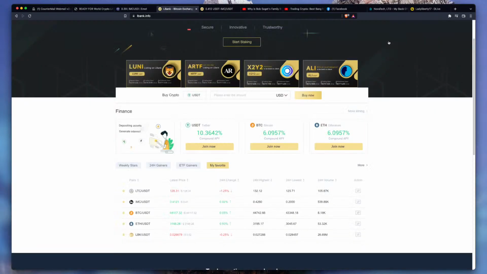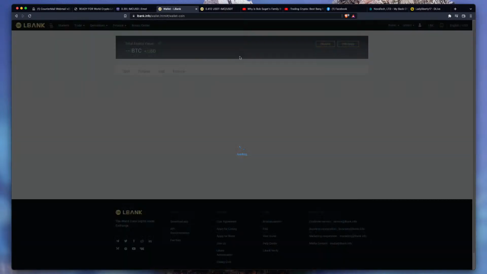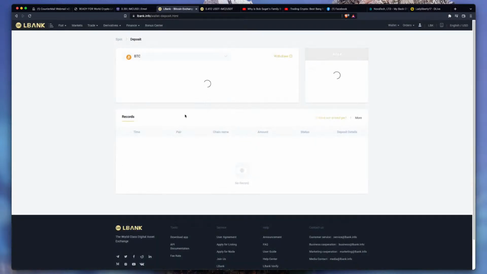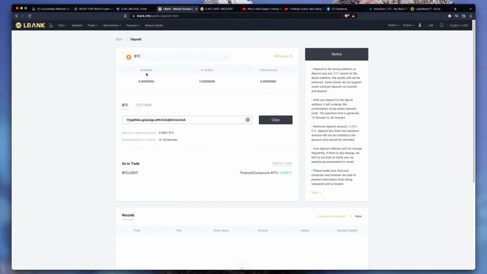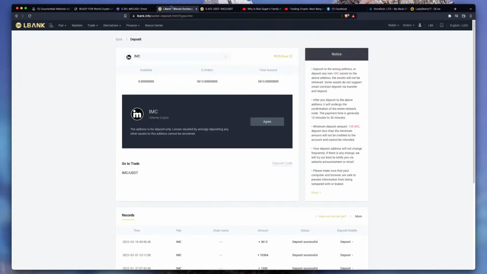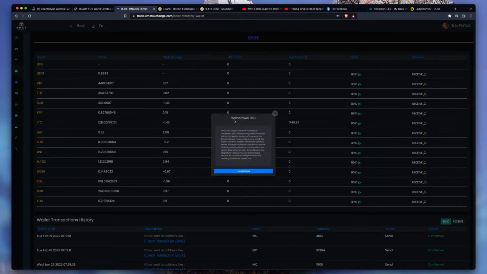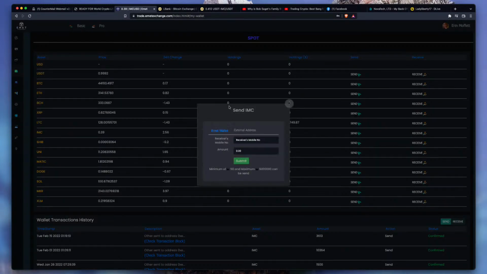So I have to go to LBank. I go to my wallet. I click deposit. And that's how I get the code I need for this, because I want to receive some IMC. So I open this and I type in IMC. And then I'm going to get an address that I'm going to copy and paste into this when I click send. Click send. It says where you want to send it.